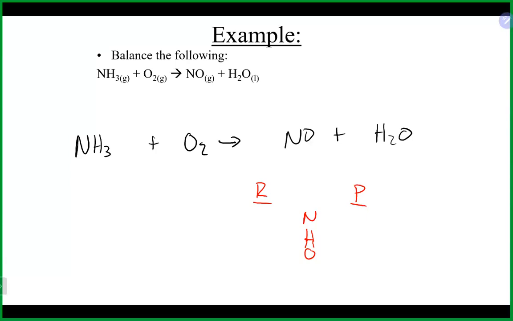So using our table, we have 1 nitrogen on the left, we have 1 on the right. We have 3 hydrogens on the left and 2 on the right. Got 2 oxygens on the left, and again, we do have 2 oxygens right there on the right-hand side. So in this case, everything is balanced except for the hydrogen.